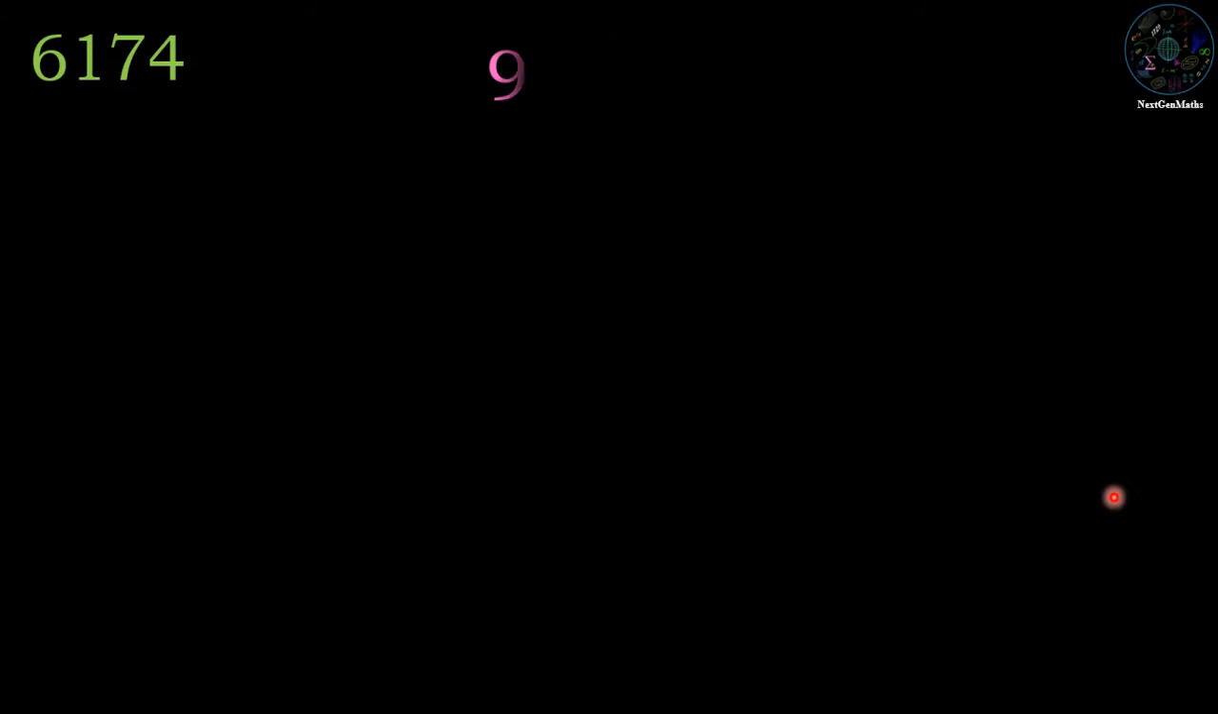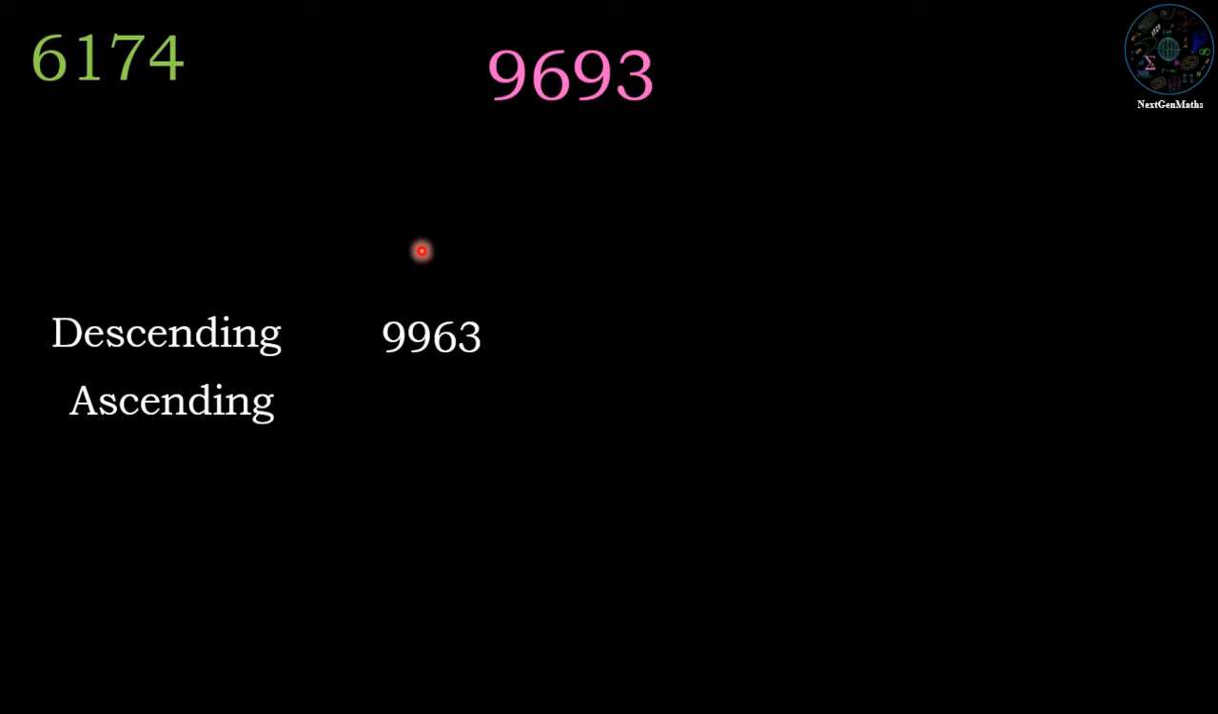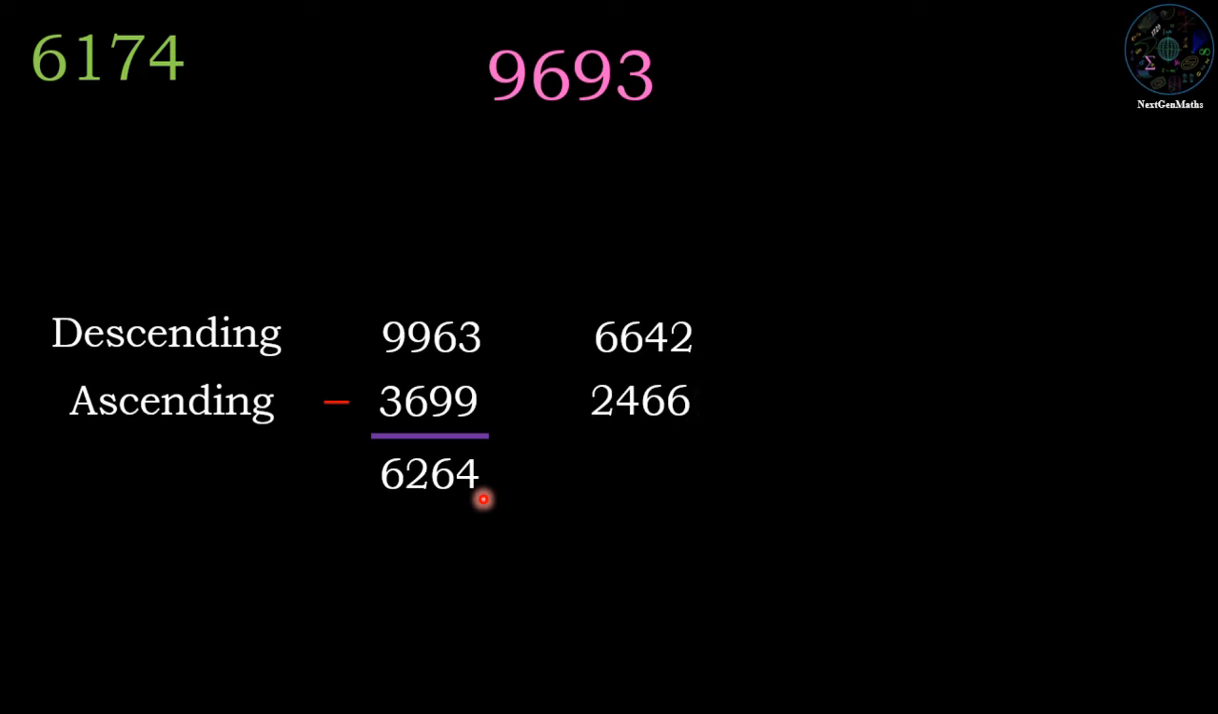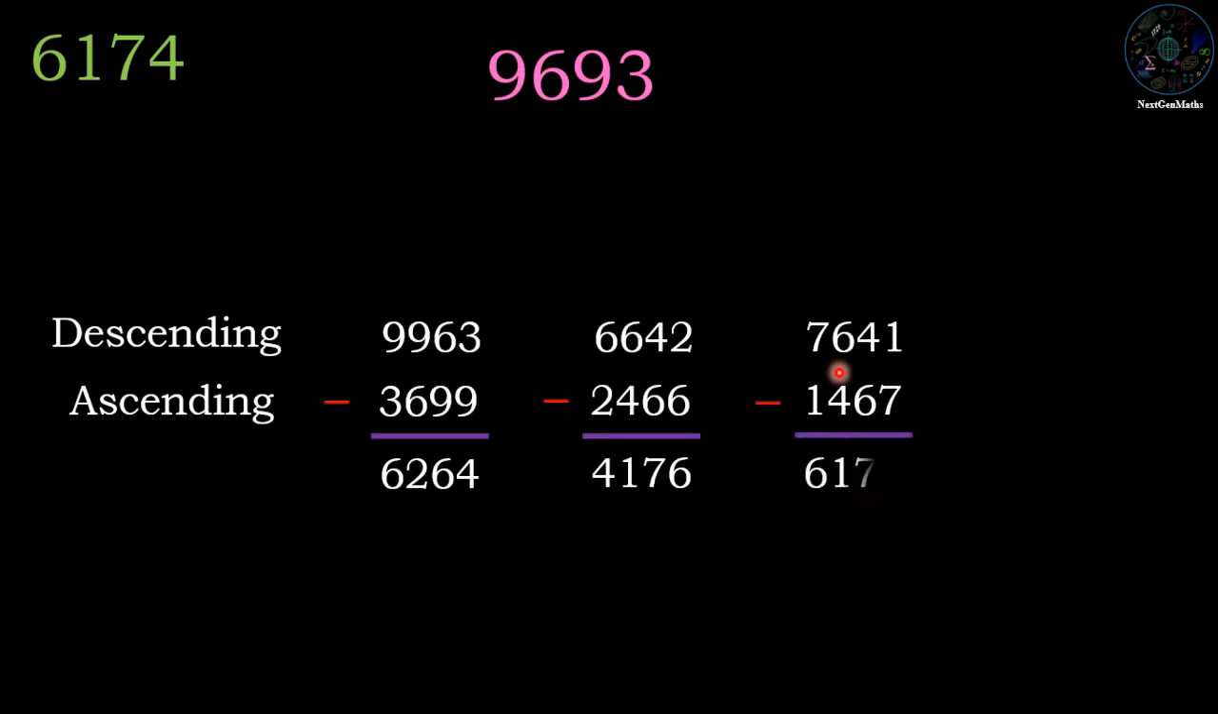Just take another number, 9693. Arrange its digits into descending order. We have 9963. Arrange it into ascending order, 3699. Take the subtraction. We have 6264, then arrange into descending order, ascending order, and subtraction will give 4176. Now 7641 minus 1467 will give 6174, and this way it will reach the mysterious number 6174.